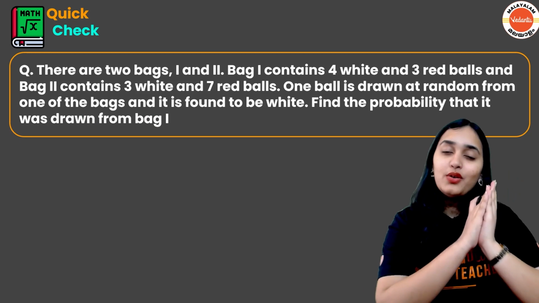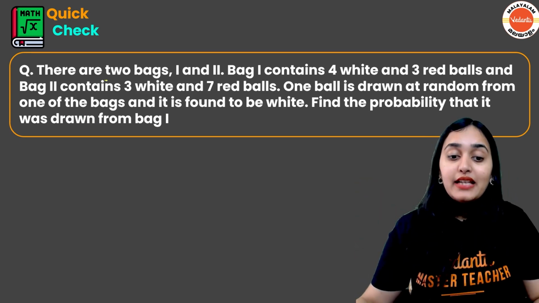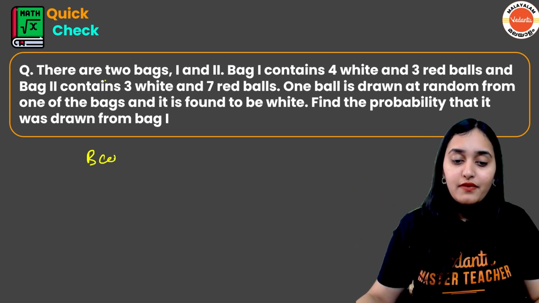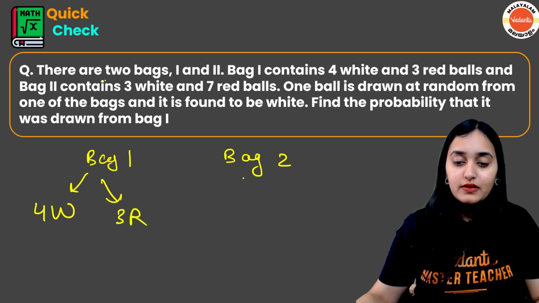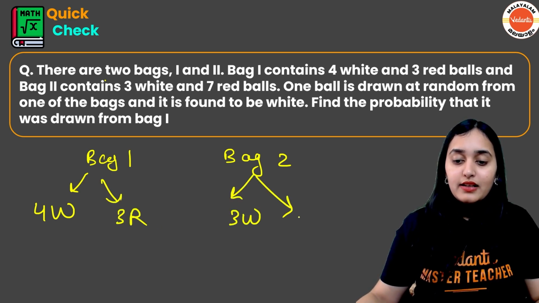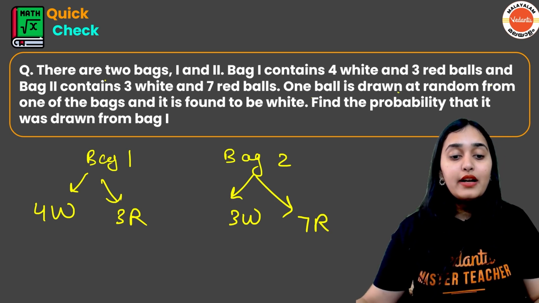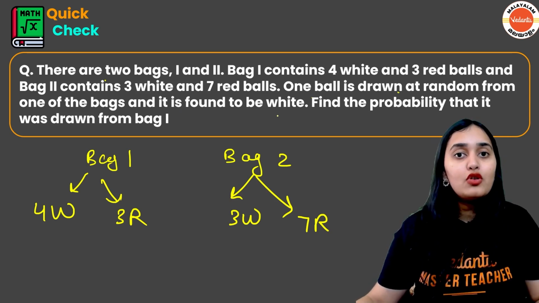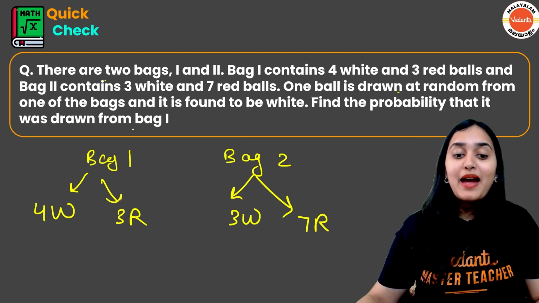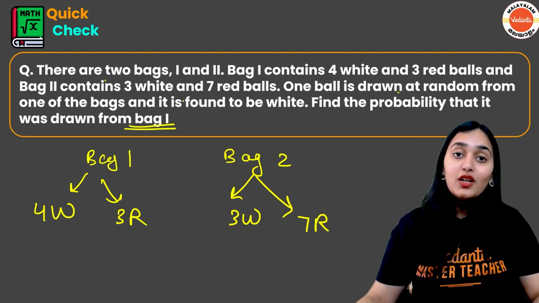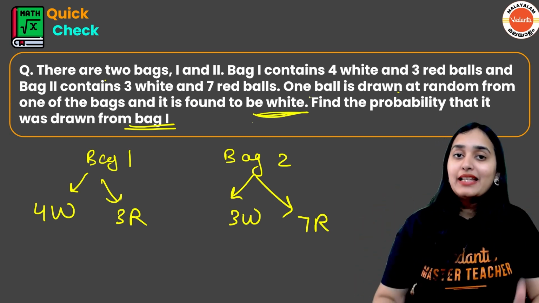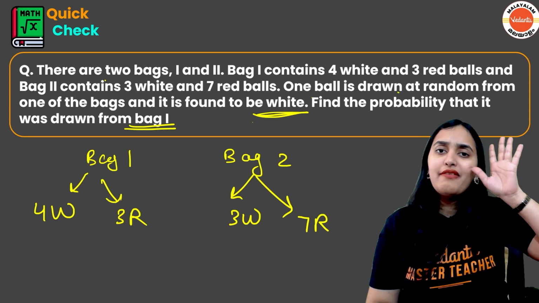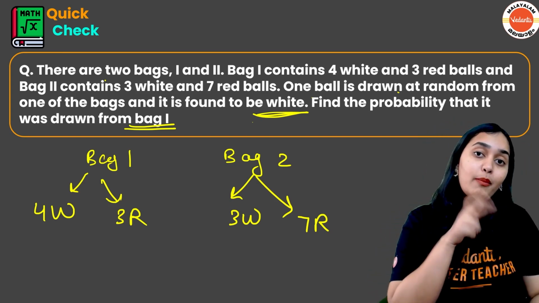Let's do a question. I know you are very confused. Let's do one question. There are two bags, bag number 1 and bag number 2. Bag 1 contains 4 white balls, 3 red balls. Bag 2 contains 3 white balls, 7 red balls. One ball is drawn at random from one of the bags and it is found to be a white ball. Find the probability that it is from bag 1. Again, they want to know which bag is used. They don't want to know the probability of getting a white ball. They already know that a white ball is taken out. They want to know if it is from bag 1 or bag 2.